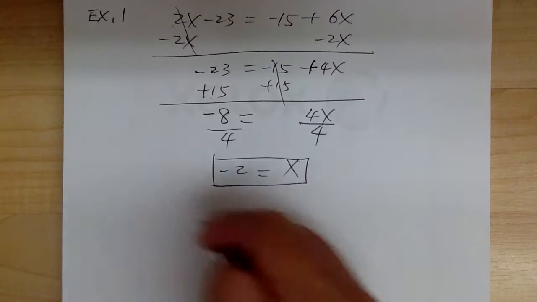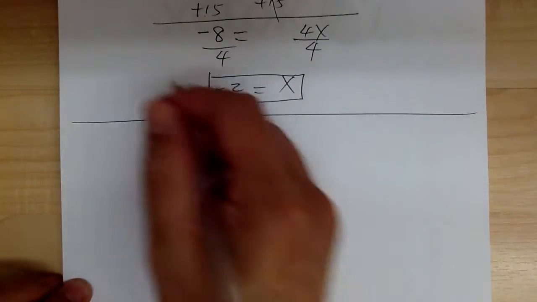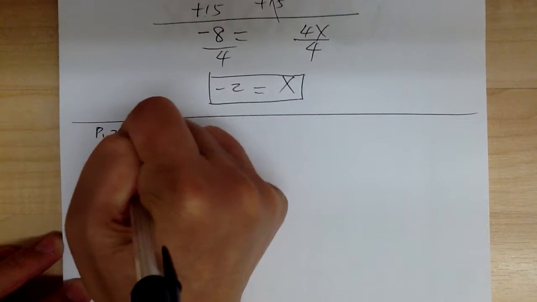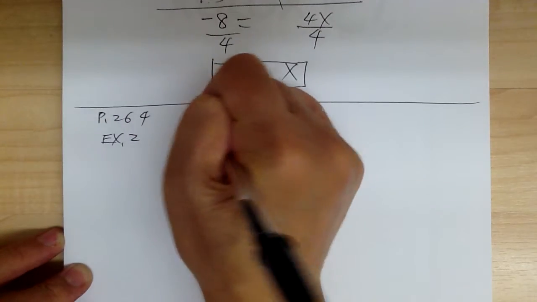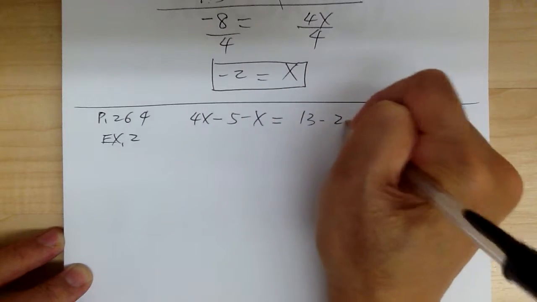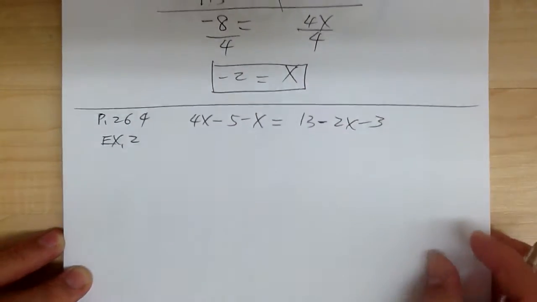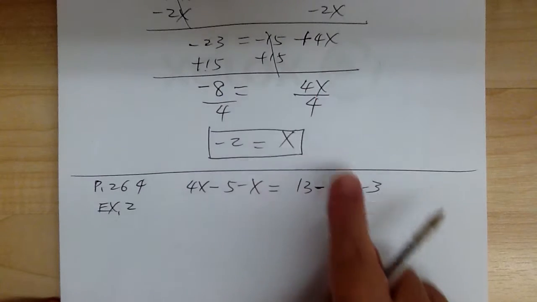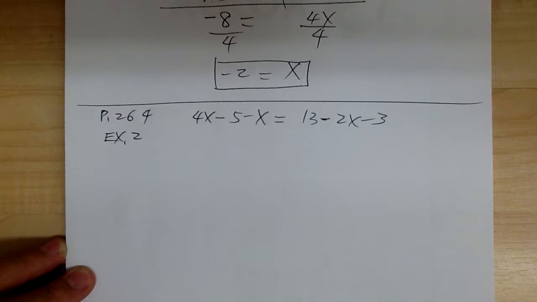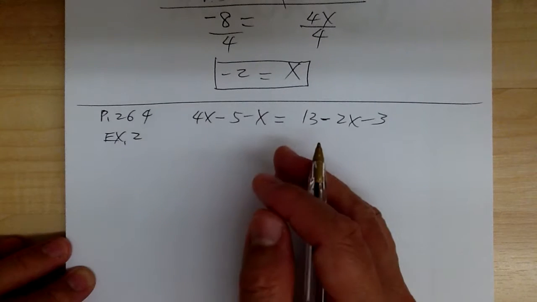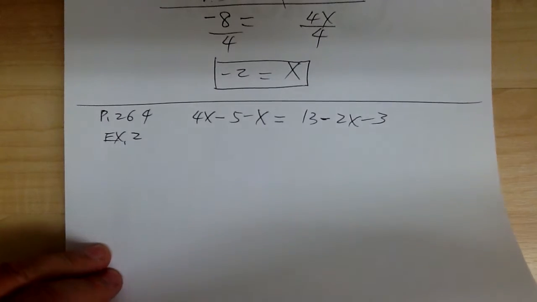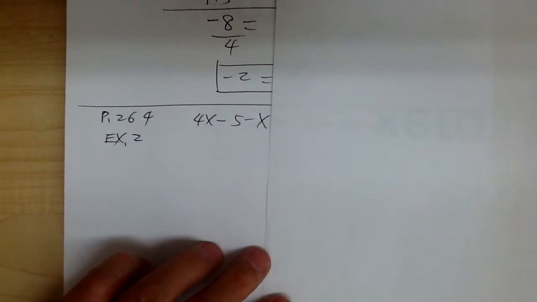Okay, let's go to example 2. You have 4x minus 5 minus x is equal to 13 minus 2x minus 3. So now this is more complicated than that, so you have to do one more step. The first step you want to do is combine the like terms on each side. So you can just focus on one side only. Okay, so focus on this side over here.